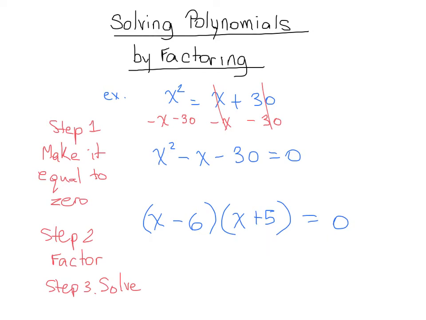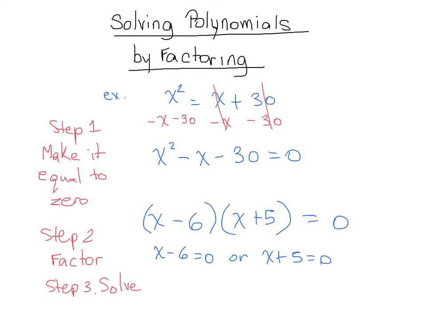How can you ever get an answer of 0 if you're multiplying two expressions or two numbers? If you said that one of the expressions has to be 0, you are correct. The only way to get an answer of 0 is if at least one of these expressions is equal to 0, which means that either x minus 6 is equal to 0 or x plus 5 is equal to 0. So now we can solve each part of that statement.